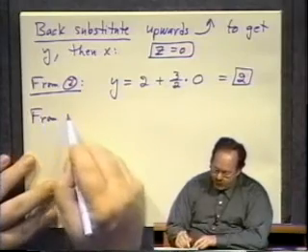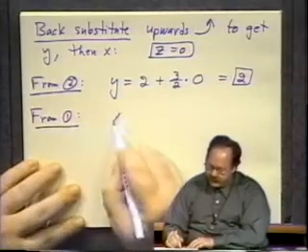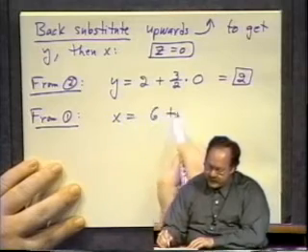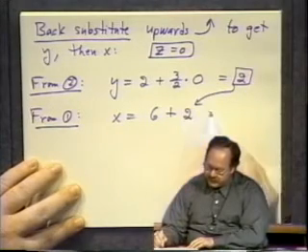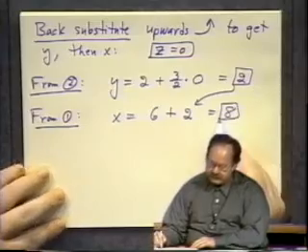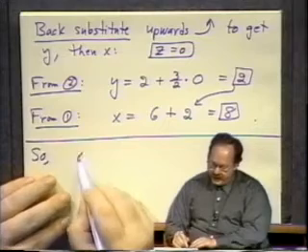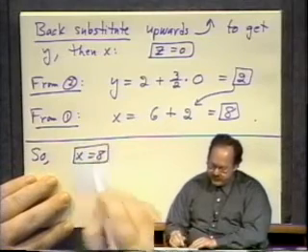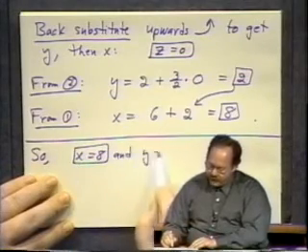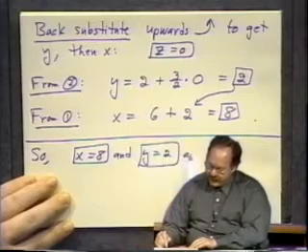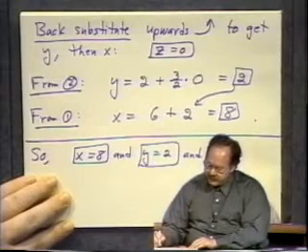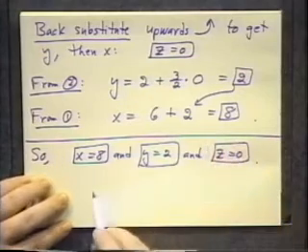And from 1, I can solve for x. X is equal to 6 plus y. So it's now 6 plus 2, which is 8. So putting this all together finally, we have that x is equal to 8, and y is equal to 2, and z is equal to 0. And these were the only possibilities.